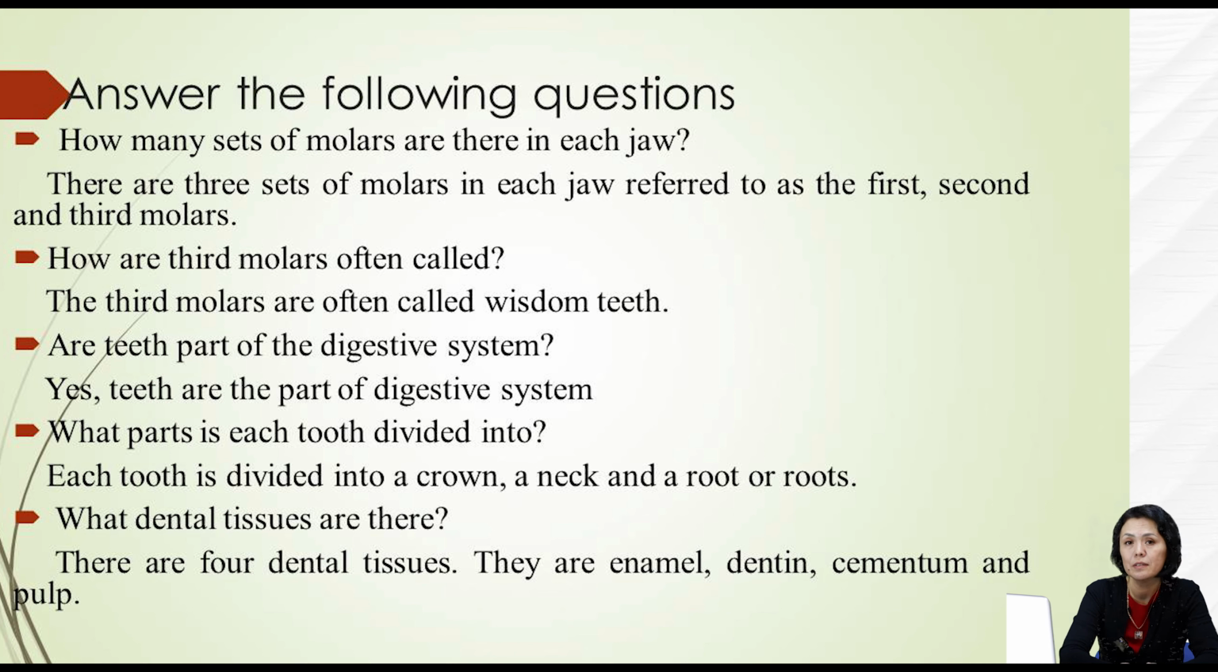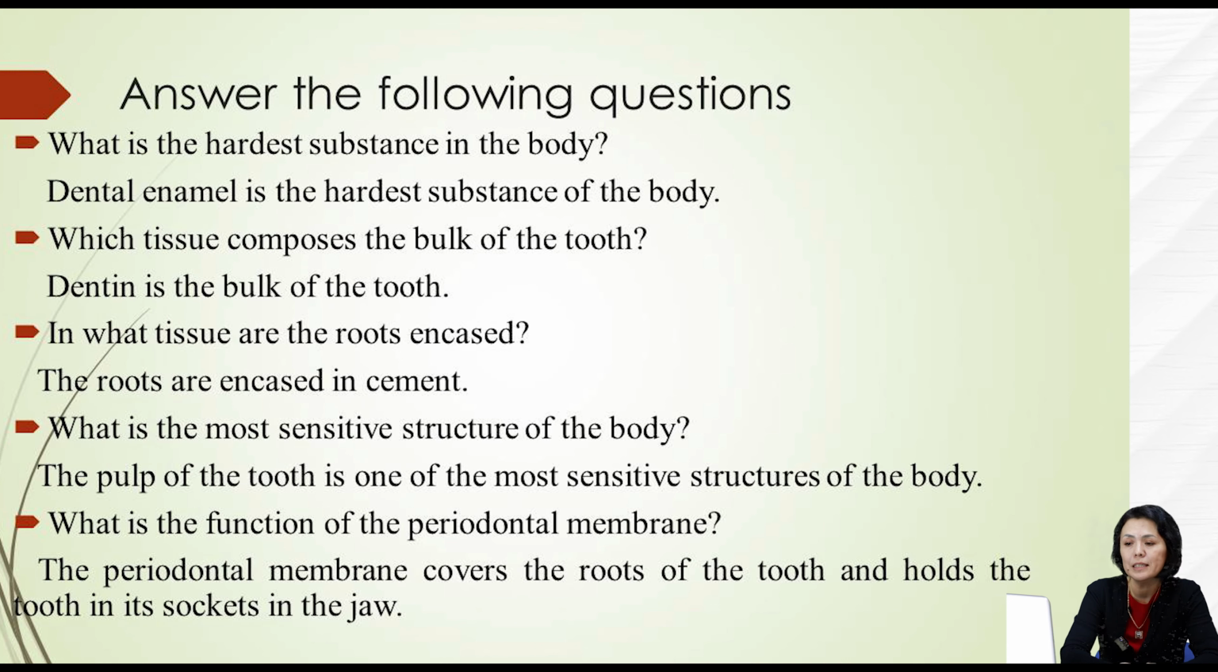What dental tissues are there? There are 4 dental tissues. They are enamel, dentin, cementum, and pulp. What is the hardest substance in the body? Dental enamel is the hardest substance of the body. Which tissue composes the bulk of the tooth? Dentin is the bulk of the tooth. In what tissue are the roots encased? The roots are encased in cement.